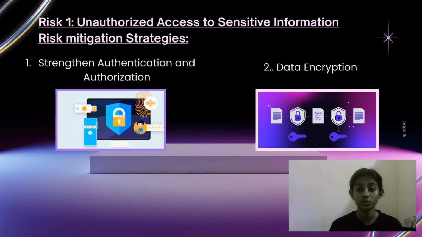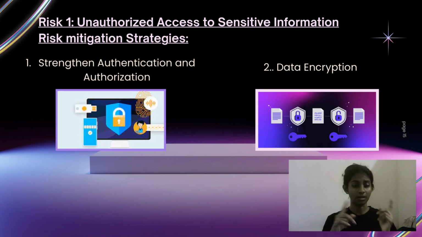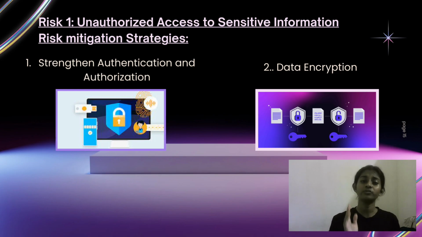Now I'm going to explain the first risk, which is unauthorized access to sensitive information. There are two risk mitigation strategies. The first one is strengthening authentication and authorization, and the second one is data encryption. For the first one, you have to implement MFA, which refers to multi-factor authentication, on all accounts, especially those that can access sensitive information.